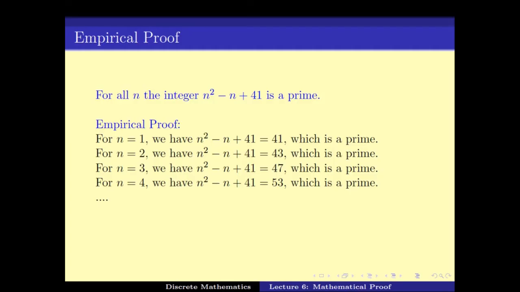Go up to 20, 30, 40, and you will see that the statement is correct. So, from this experimental proof, we can conclude that the number n squared minus n plus 41 is indeed a prime. It's always a prime for all n. Why? Because we have tried it out on some cases and those cases have revealed that it is a prime.